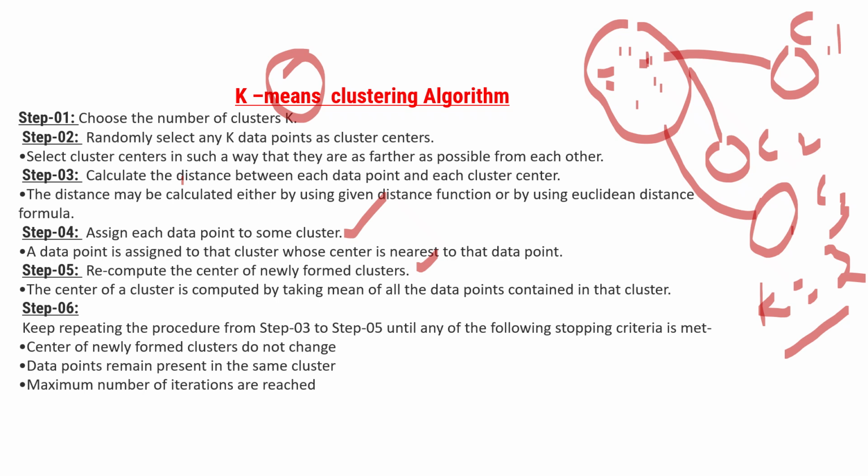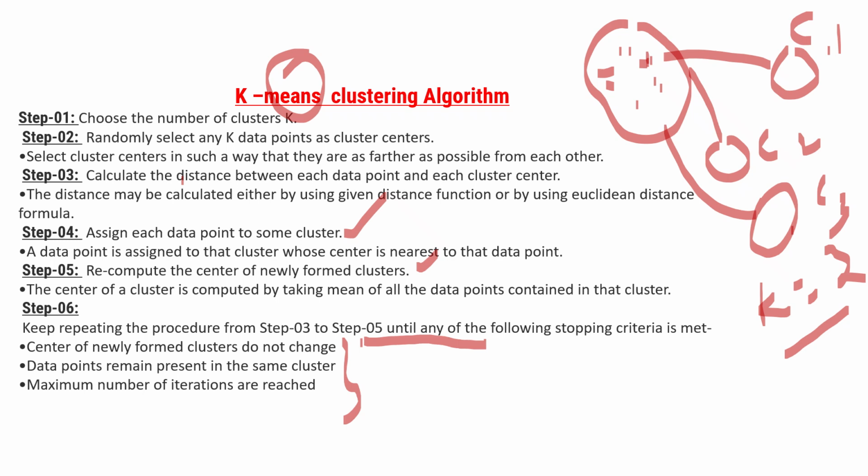Based on this, I have to calculate the distance again. I have to reassign the data points to new clusters based on the minimum distance. So steps 3, 4, 5, I have to repeat until the following criteria. If any one of the criteria is satisfied, I can stop the clustering algorithm. The first one is that there is no change in the cluster head. In this case, I can stop this algorithm.